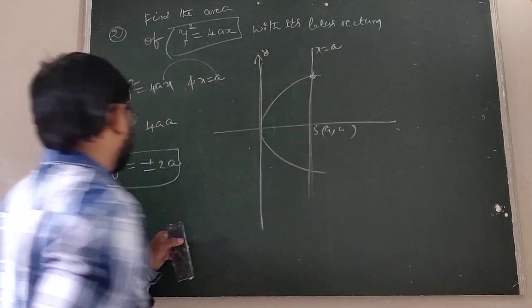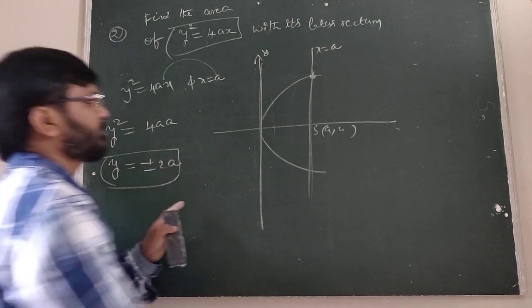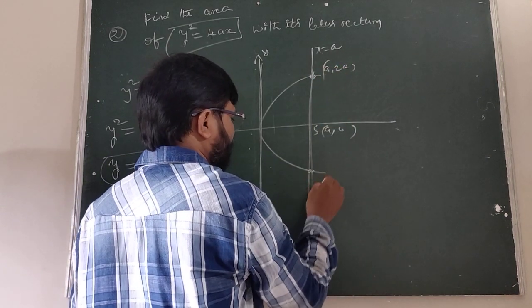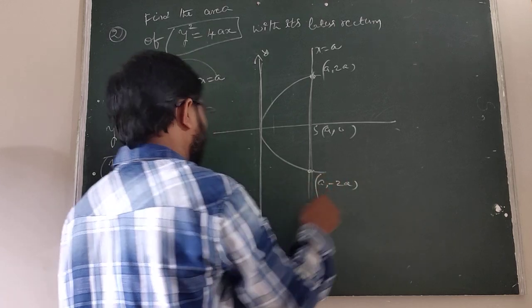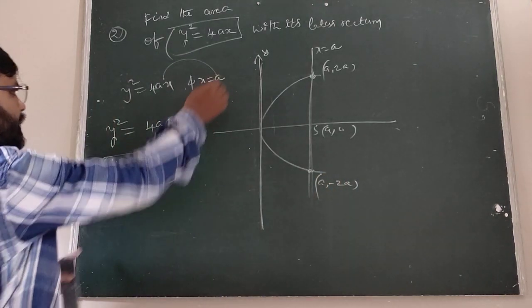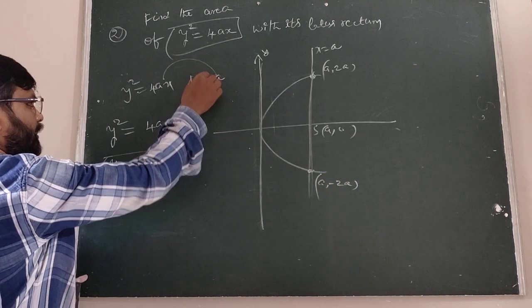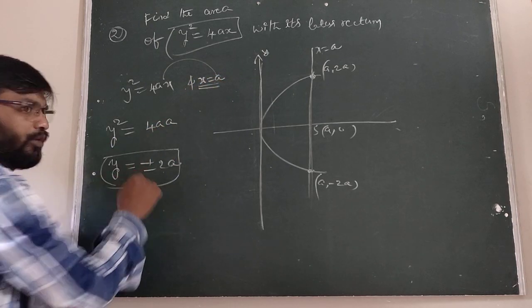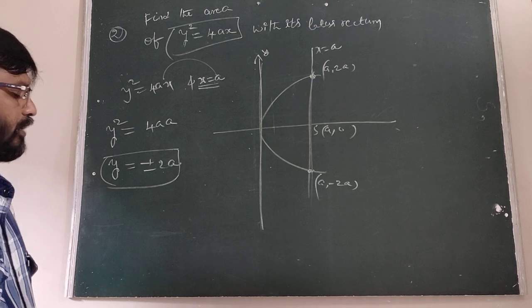Just now we found the point (a, 2a). This is the point (a, 2a), and these are the points of intersection. This is (a, -2a). Now, when we take x equal to a, that implies y squared is 4a squared. So we get y equal to plus or minus 2a.